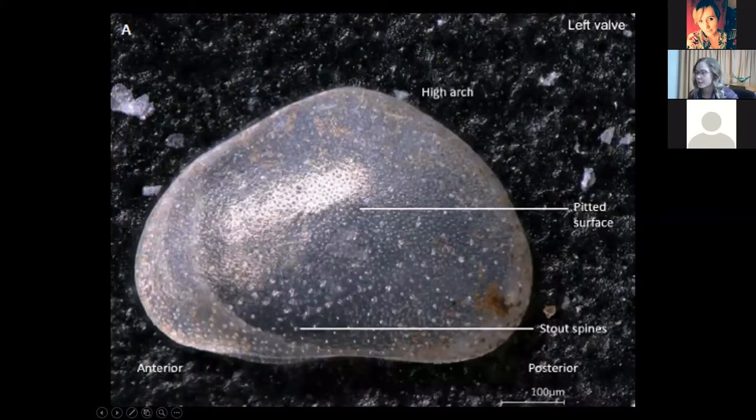So on the ostracode valves, you usually get a few very distinct morphological features to help you identify which taxon this ostracode is from. So on this one, it's a Hyperdoctoria aculeata, which usually has a very high arch and a pitted surface with some stout spines.